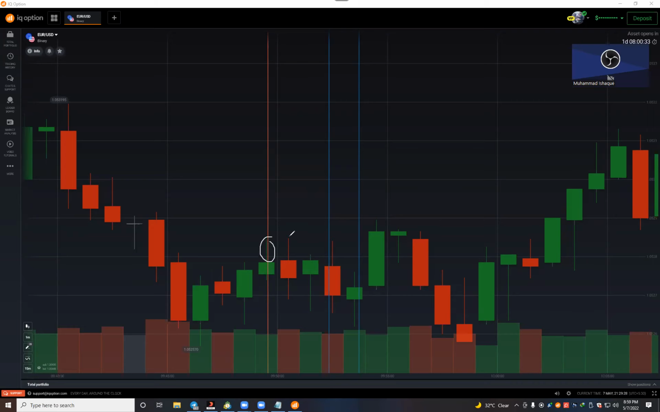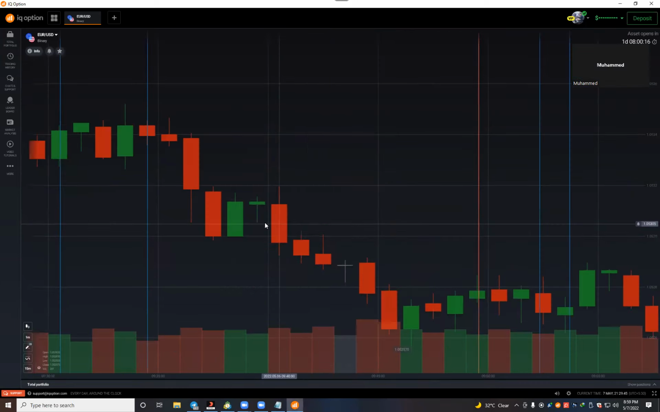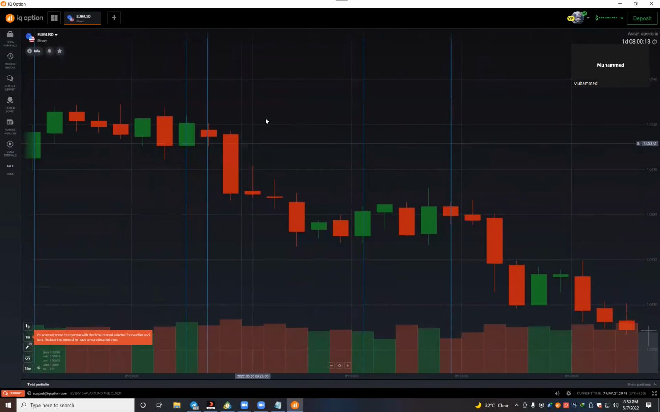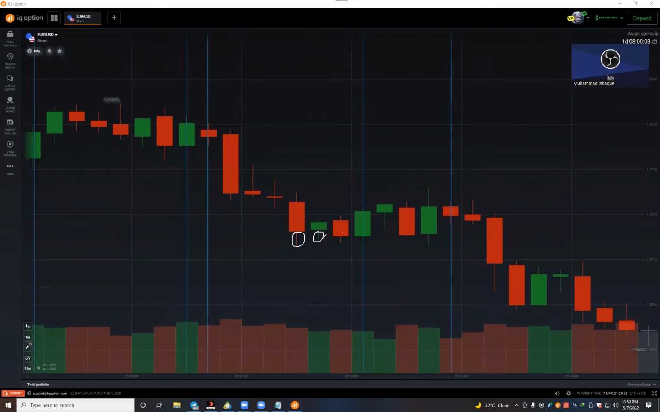This upper wick, and this upper wick. Is it a correct trade? Yes, sir. A lower wick, a lower wick, a lower wick. Is it a correct trade? Yes, sir. Okay. Is everyone getting my point? Yes, sir. Is it difficult? No, sir. Lower wick, this third candle closing in the zone of the lower wicks. Okay.